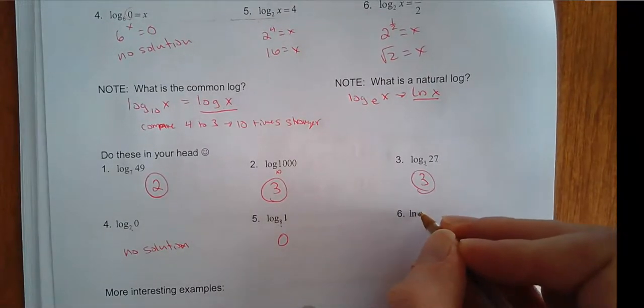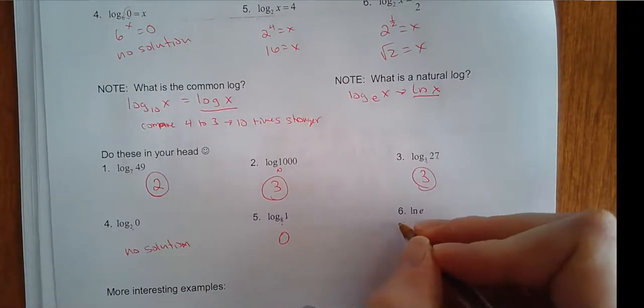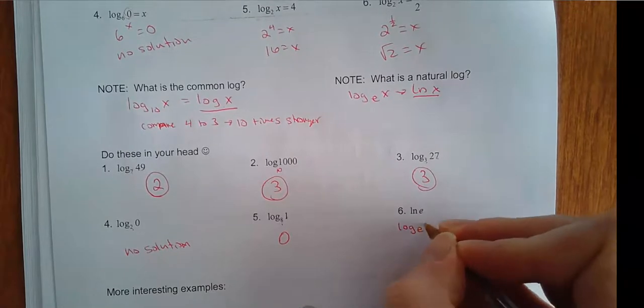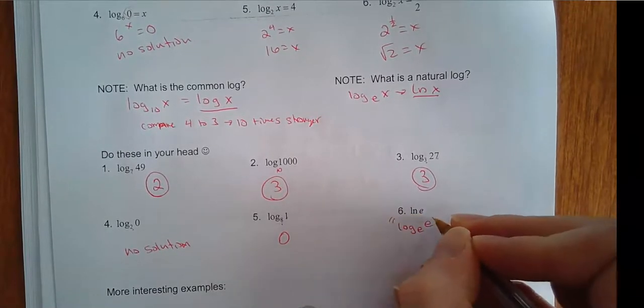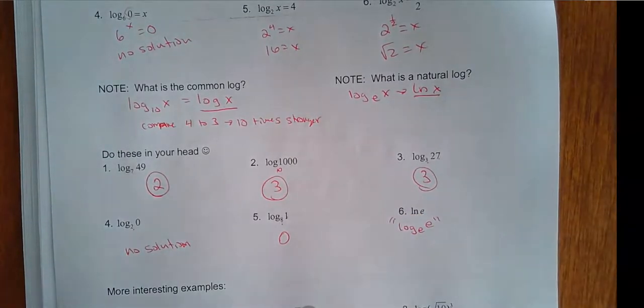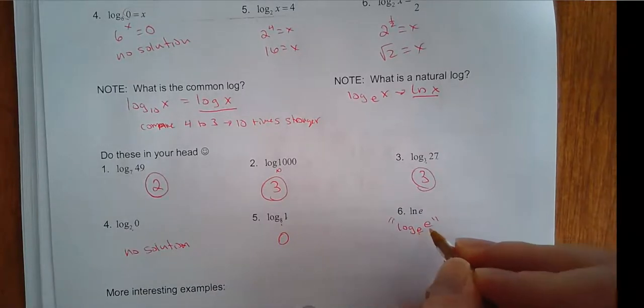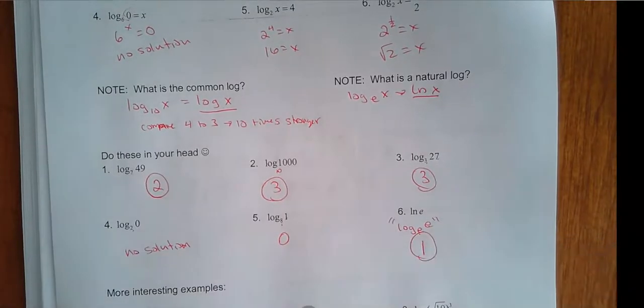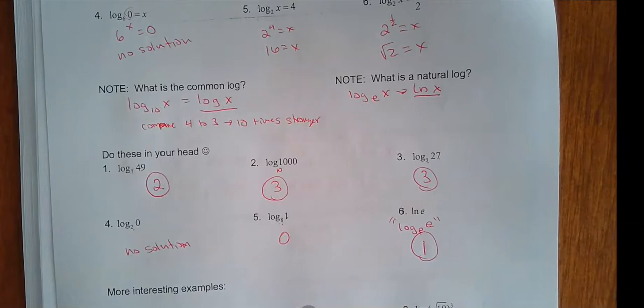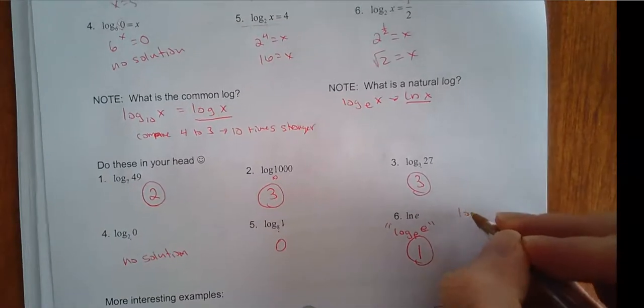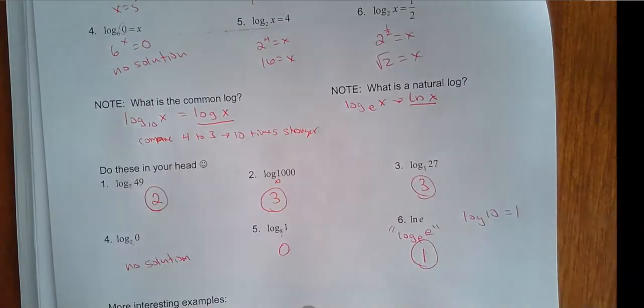Natural log of e looks weird, but it's really a fancy way of saying log base e of e. So e to what power equals e? 1. So anytime you see natural log of e, it's 1. Or if you see the common log, if I just said log 10, that also equals 1, because 10 to what power equals 10?